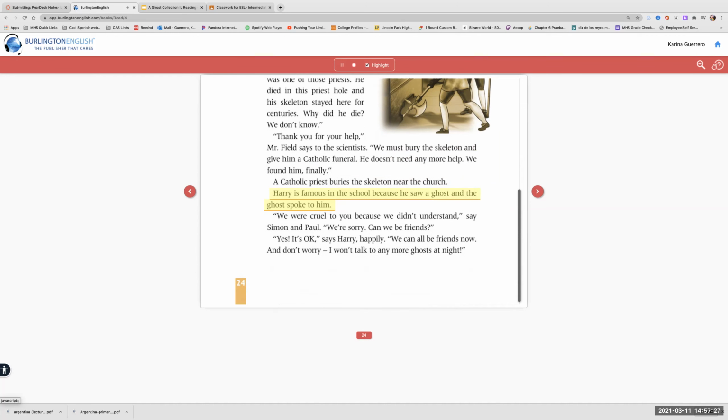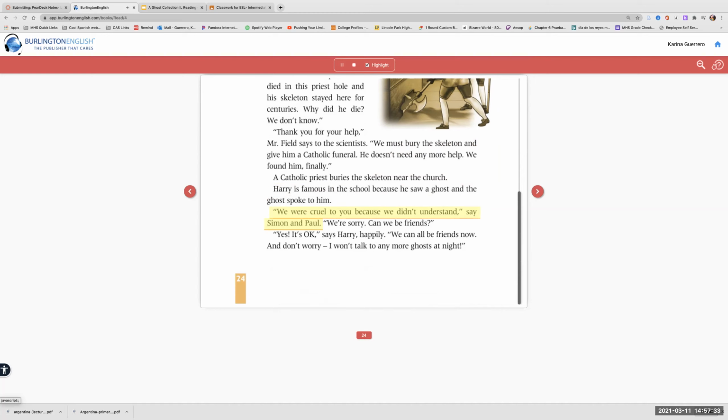Harry is famous in the school because he saw a ghost and the ghost spoke to him. "We were cruel to you because we didn't understand," say Simon and Paul. "We're sorry. Can we be friends?" "Yes, it's okay," says Harry happily. "We can all be friends now. And don't worry, I won't talk to any more ghosts at night."